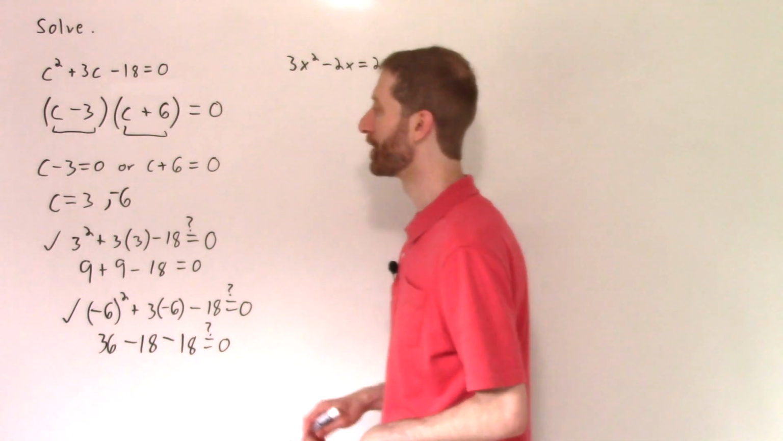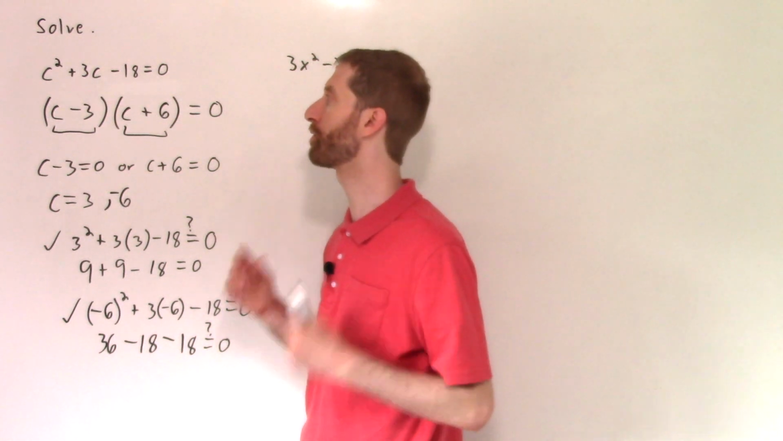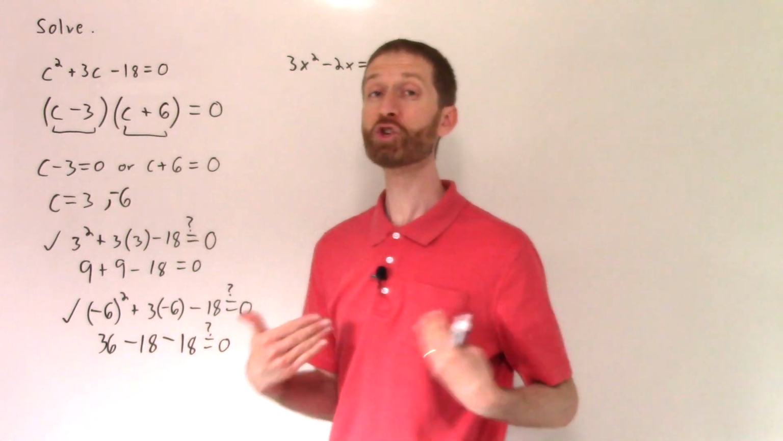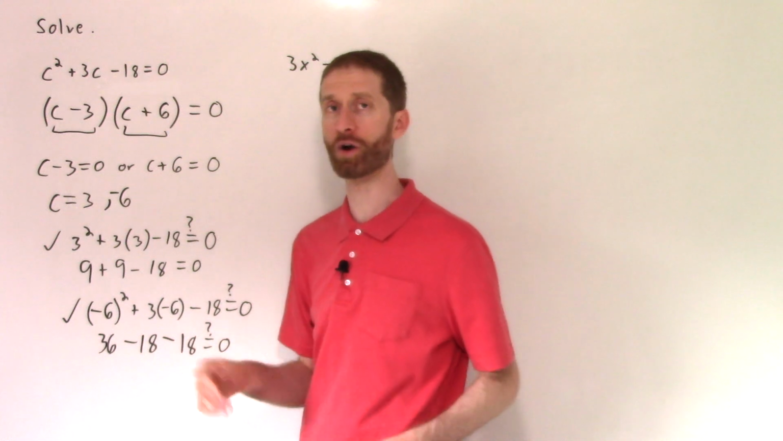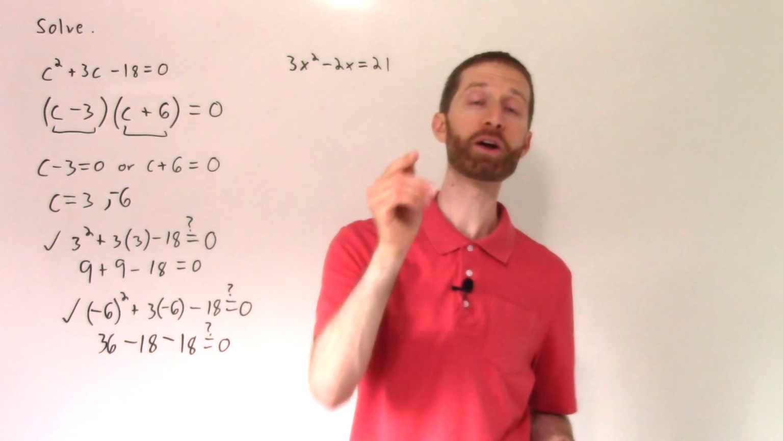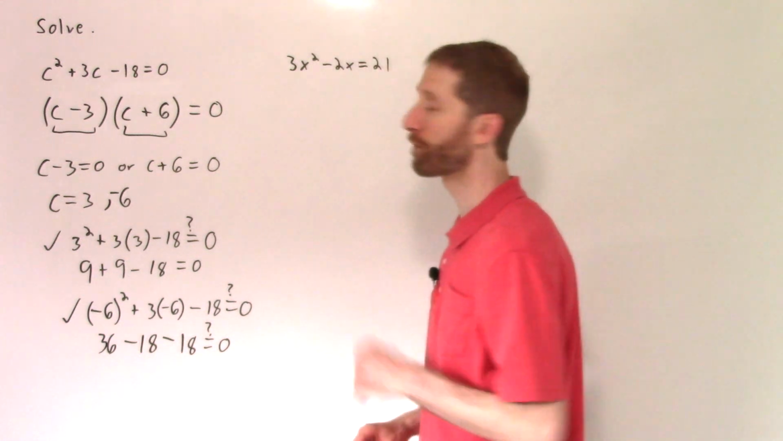So it checks out. All right, I just wanted to show you the full gamut of what we could do, but the number one idea here, before we forget it, is factor when you can. And once you do, it's setting each individual factor equal to 0. The why behind that? Check that out in my earlier video on the zero product property. All right, let's do one more for practice.